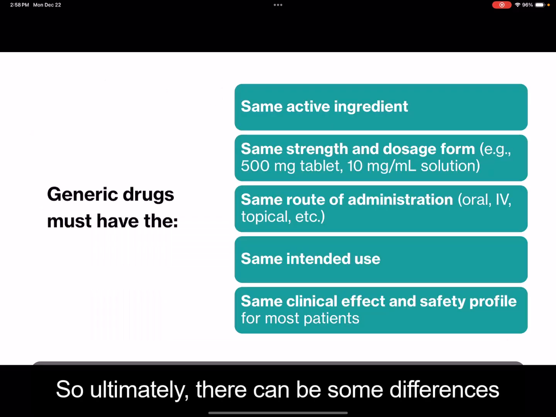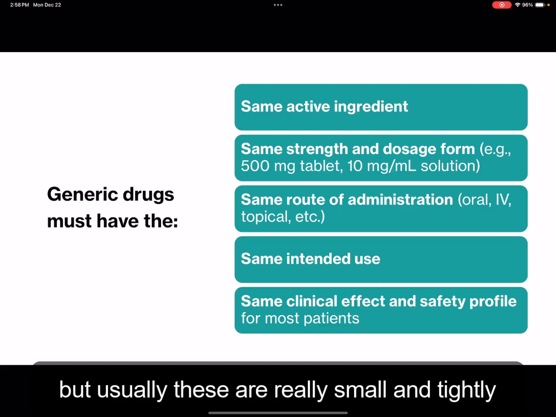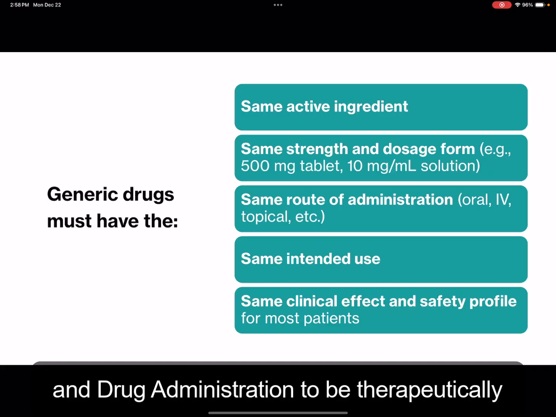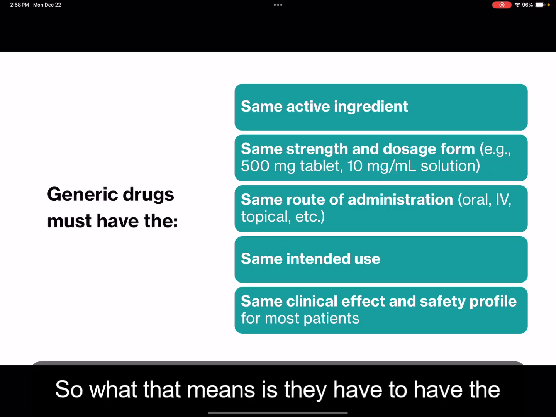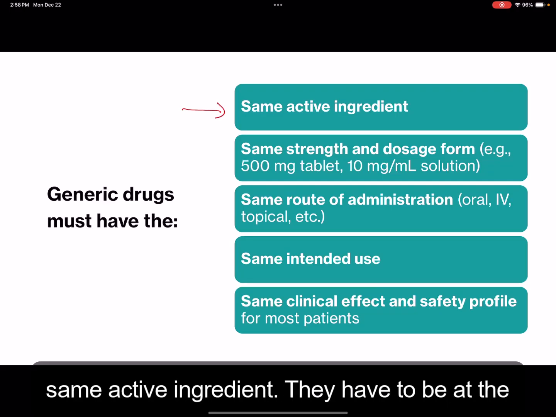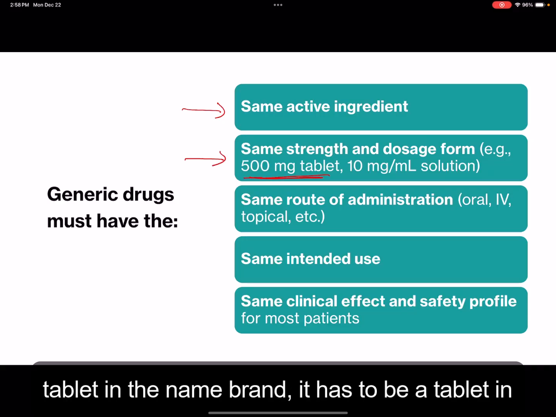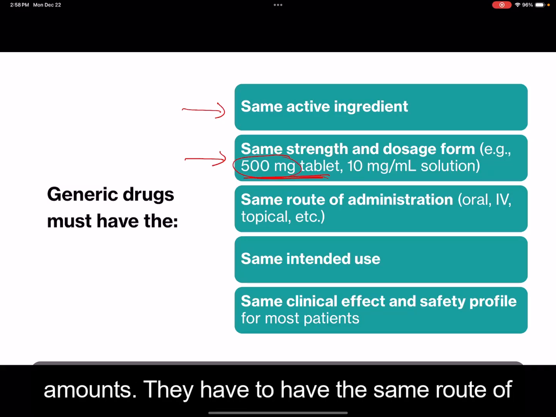So ultimately, there can be some differences between the brand name and generic drugs, but usually these are really small and tightly regulated. Generic drugs are required by the U.S. Food and Drug Administration to be therapeutically equivalent to their brand name counterparts. So what that means is they have to have the same active ingredient, they have to be at the same strength and dosage form. So if it's a tablet in the name brand, it has to be a tablet in the generic, and they have to have the same amounts.